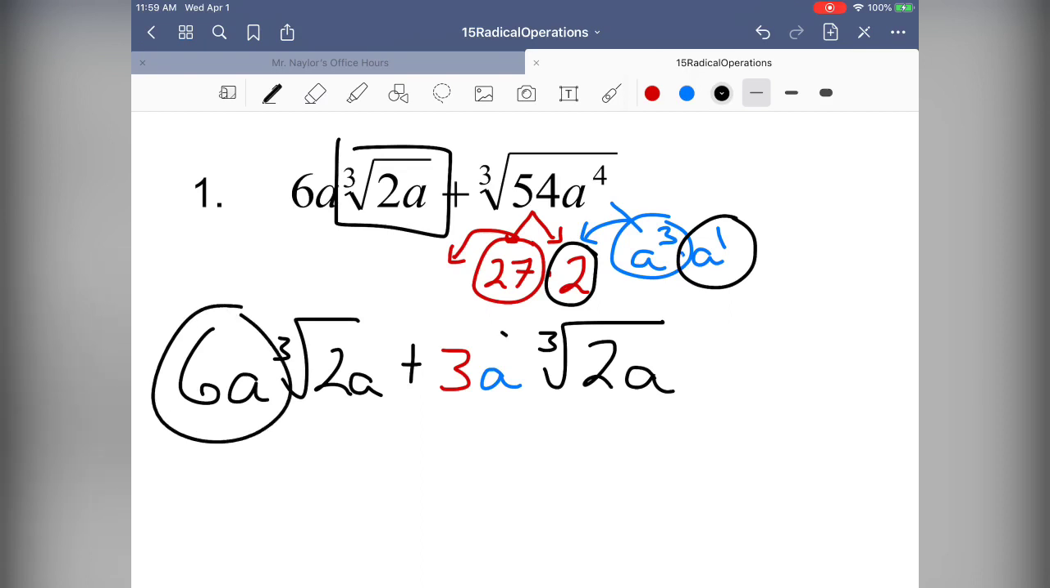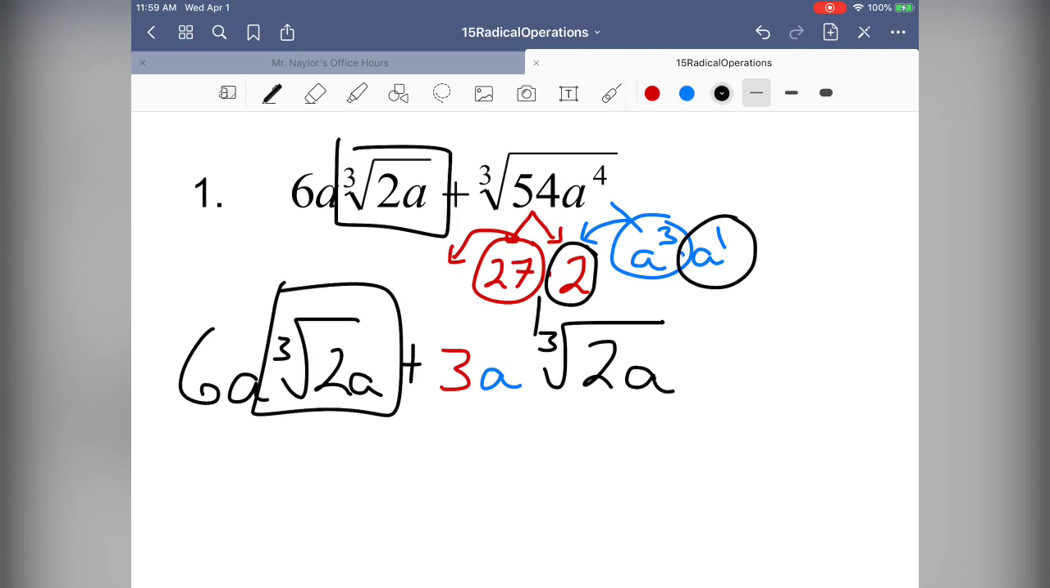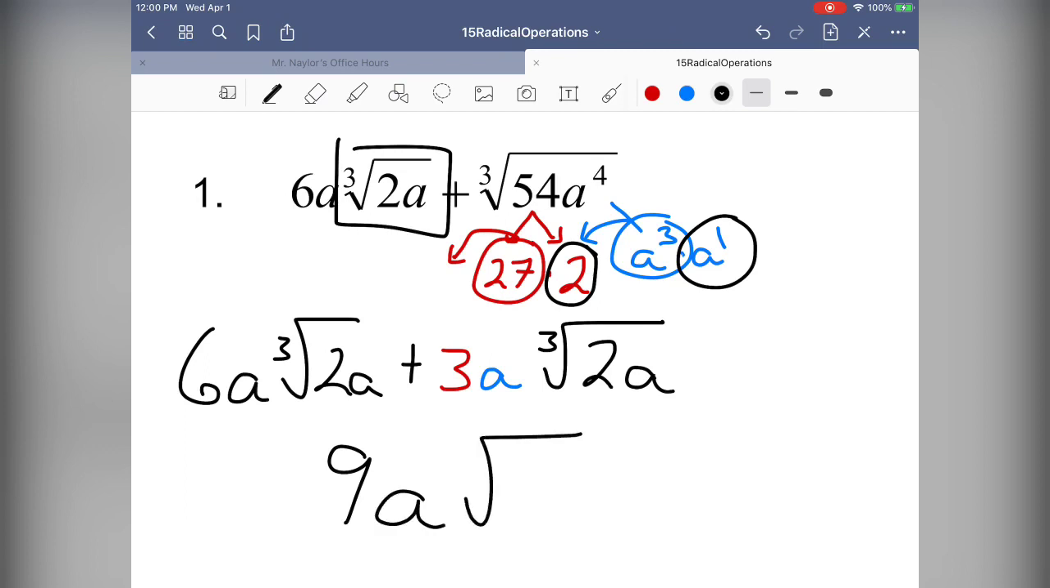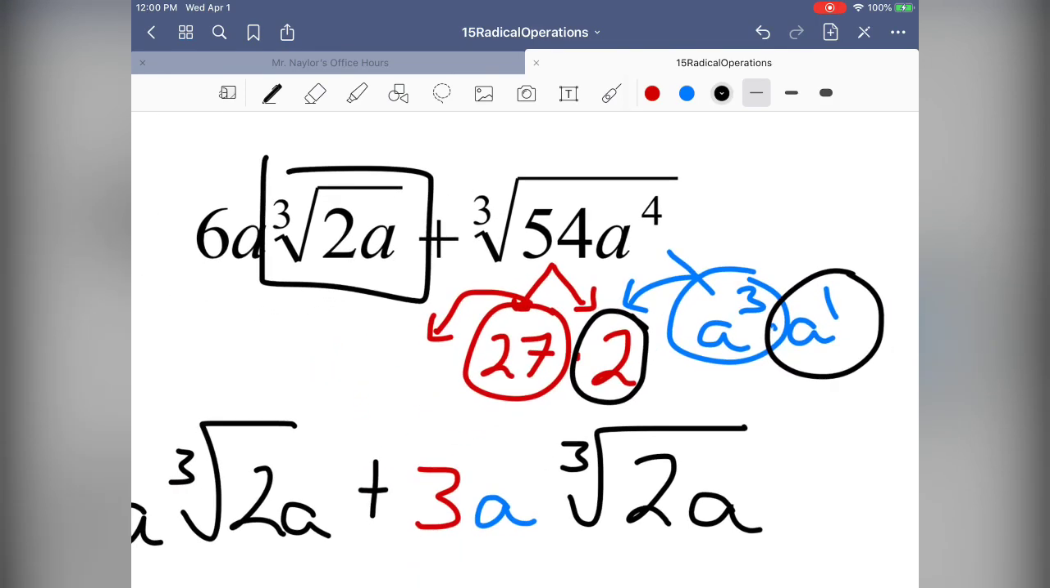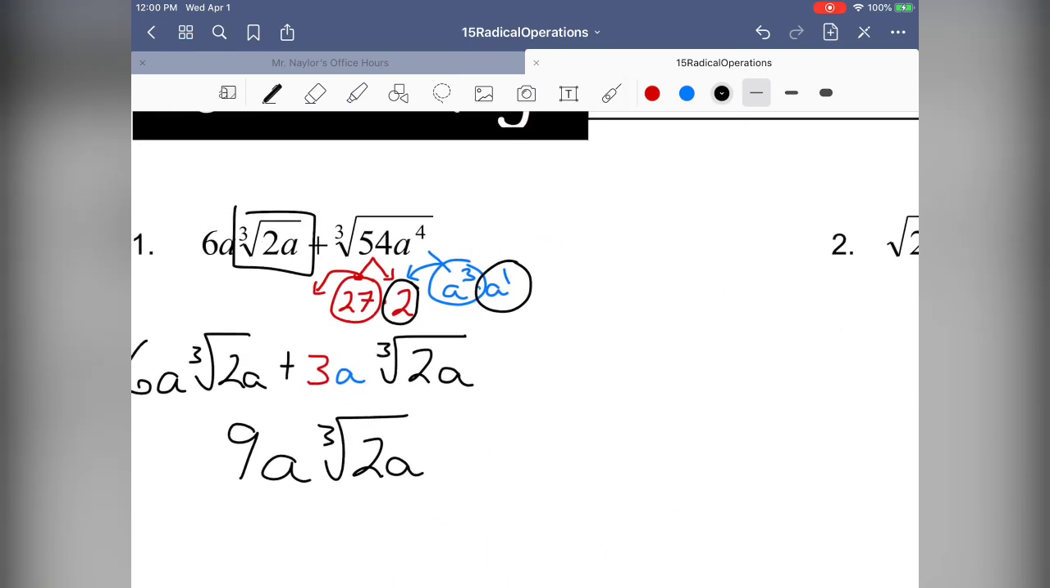So if I have 6a and I want to add 3a, and of course, as we already said, the radicals are the same, well, now it's a pretty easy problem. Now I can say that I have 9a of those radicals. Of those third roots of 2a. So see what we did? We made the larger radical look like the smaller one.